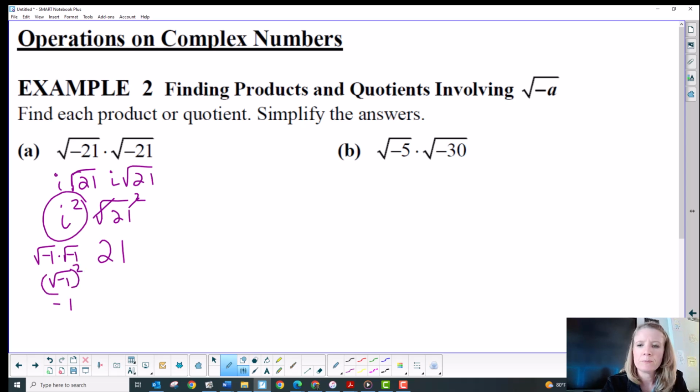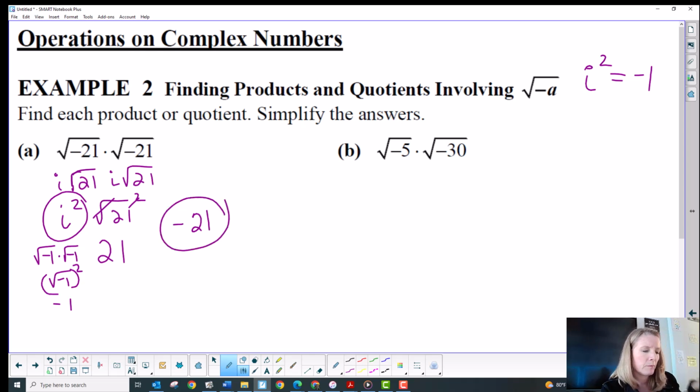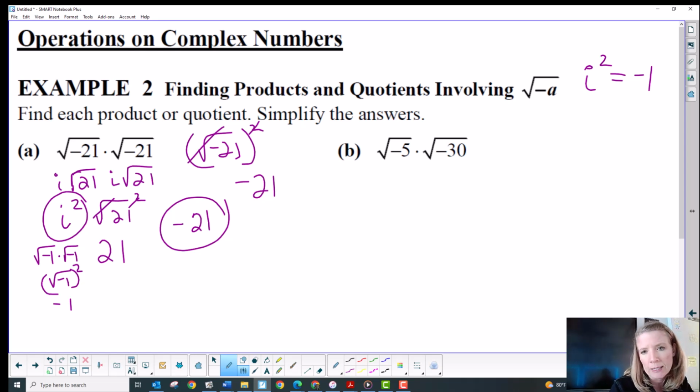So just make a note. Anytime you see i squared, that's just -1. From here on out, we're going to replace i squared with -1. So the answer here would just be -21. Okay? Or technically, you could have just gone the square root of -21 squared, the square and the square root cancel, and it's -21. You could do it that way as well. But just for good measure, let's do it the way we're supposed to.